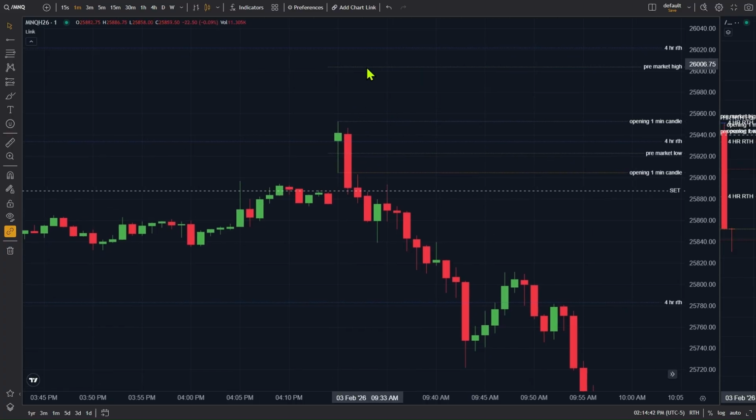We did not push all the way up to the pre-market high. That's important. A lot of times you'll see it push up there and then go lower if it's going to go lower, but we didn't even have the strength to get back up there. That says to me the work was already done pre-market on the upside.